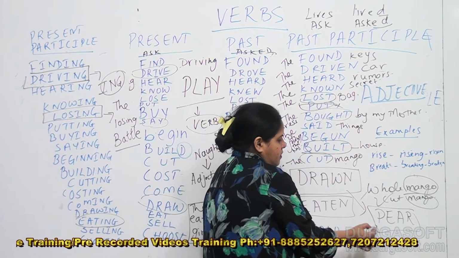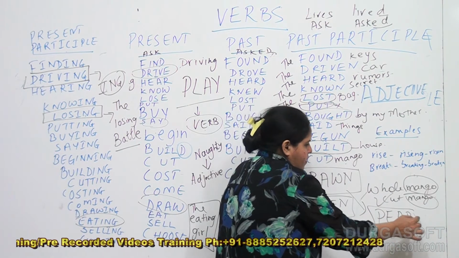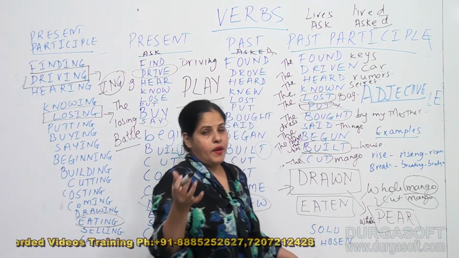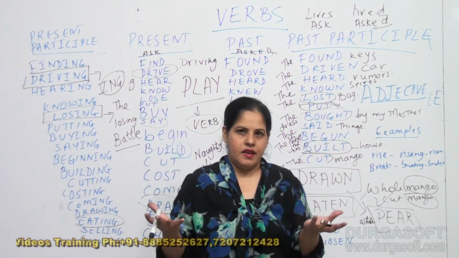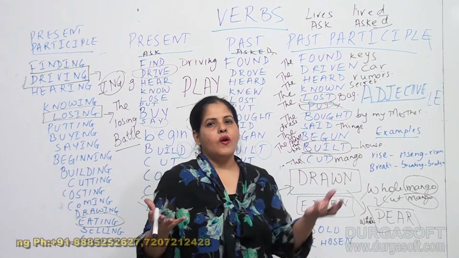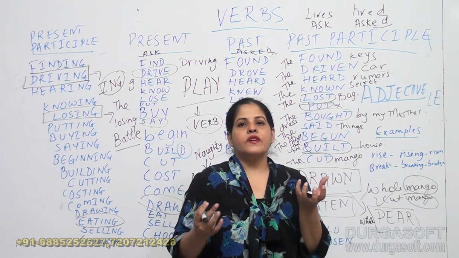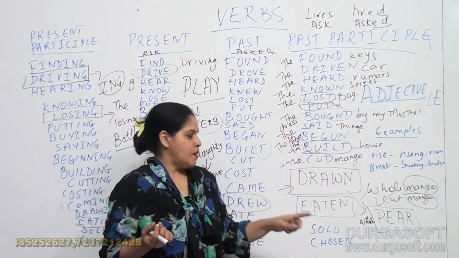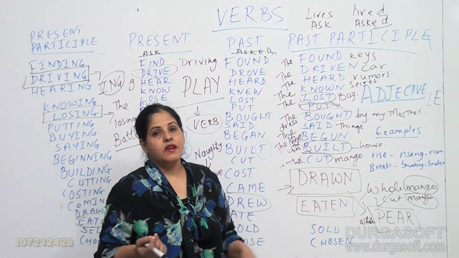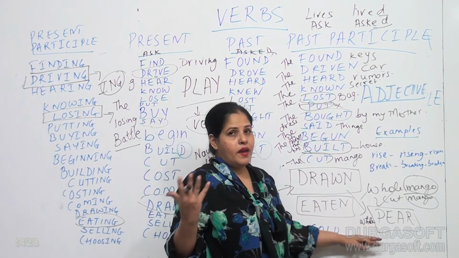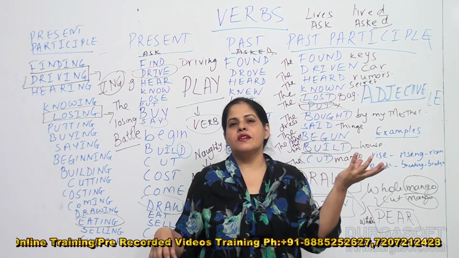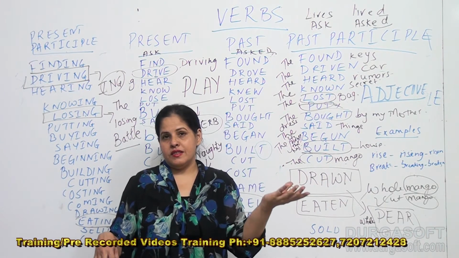Now, here again, the pear is the whole pear. The girl has two pears in her hand. One is a whole, full pear, the full fruit. On the other hand, she has a half-eaten pear. So, how do you describe a pear using this word, which is eaten? In her right is the whole pear. In her left is the eaten pear or the half-eaten pear.